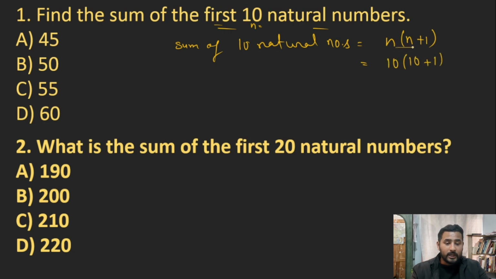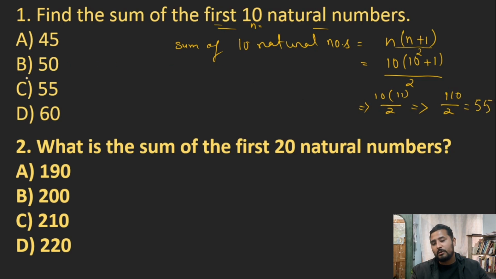It is also divided by 2. When you find the sum of n natural numbers, you have to divide it by 2. Now 10 plus 1 is 11, so 10 into 11 is 110, divided by 2. When you divide it, you will get the answer as 55. So the answer will be option C. I hope it is clear. When you use this formula, you will get the answer very easily.